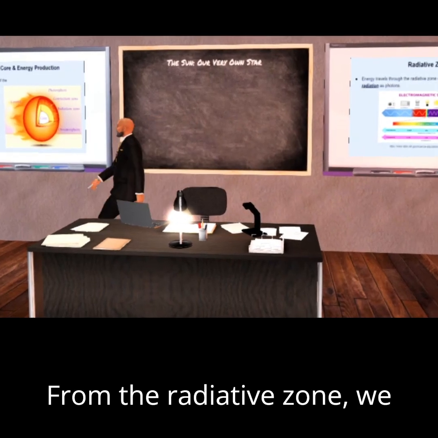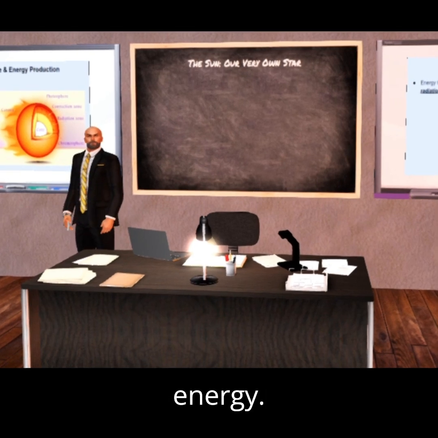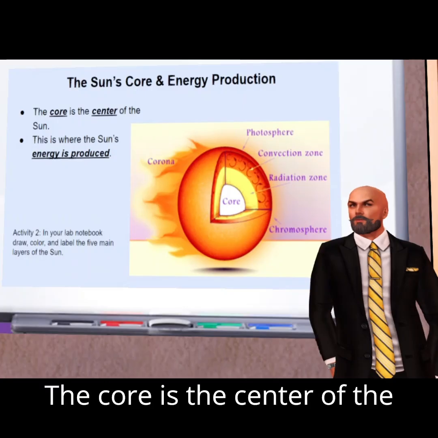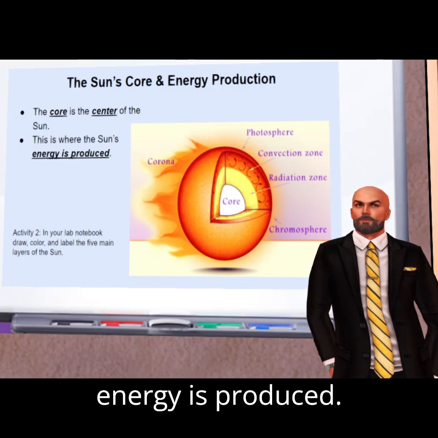From the radiative zone, we come to the center of the sun, the core. It is here that the sun makes its energy. The core is the center of the sun. This is where the sun's energy is produced.